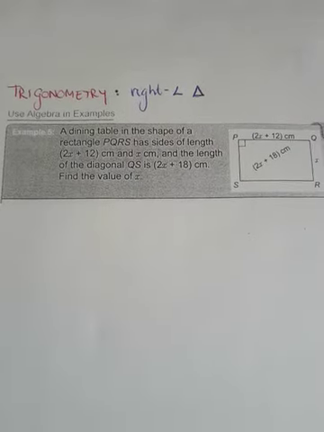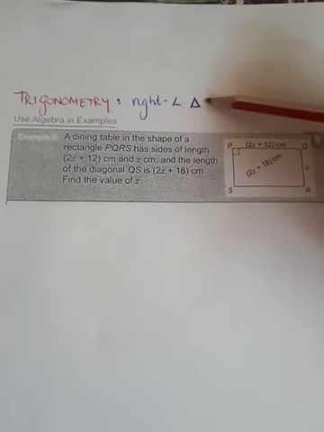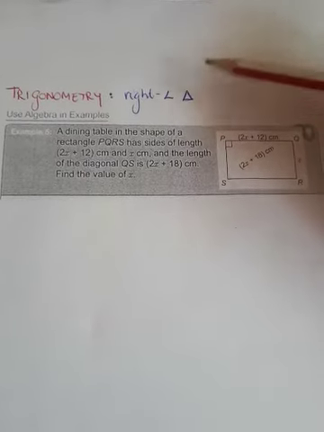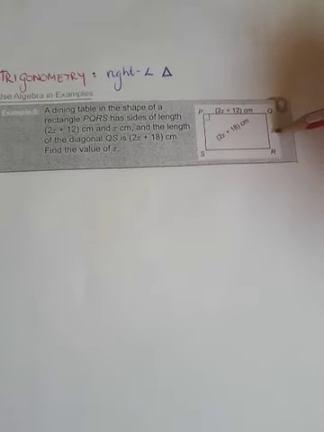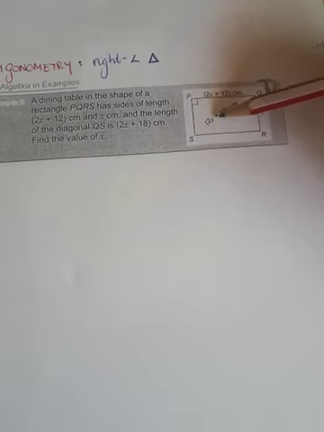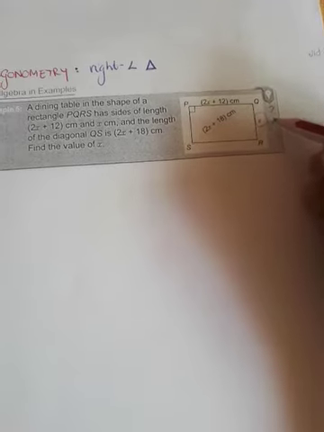Okay, this is an example where algebra is used in solving trigonometric problems, all right? They say you've got a diagonal table in the shape of a rectangle PQRS where it's got the side length of 2x plus 12 and x is the breadth and the length of the diagonal is 2x plus 18. You must find the value of x.